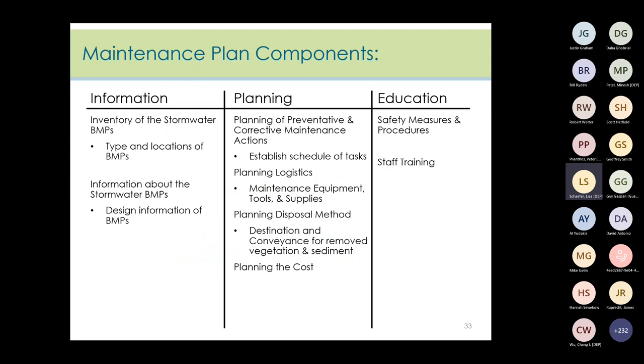All right, so think of it this way. A good maintenance plan is going to contain three essential pieces: the information, planning, and education. So from the maintenance plan, the reviewer and maintenance staff must be able to know what to look for, where the BMPs are located, and how to get there, when and how to perform the maintenance tasks, and what training is needed to successfully follow this plan.